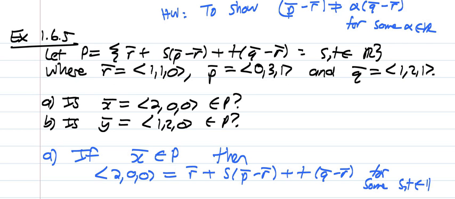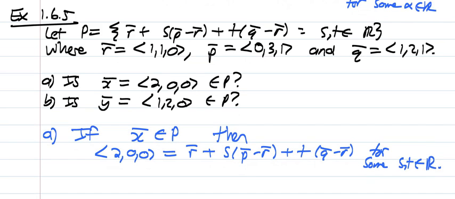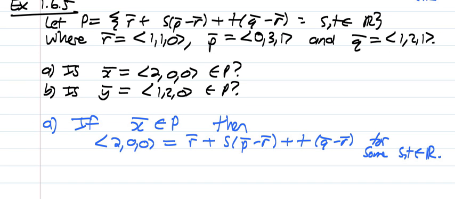Remember, when you start the question, there are two possible outcomes. Either the point is on the plane, or the point is not on the plane. We don't know, and that is the reason why in my solution I use the word if. And now let's do the maths. So (2, 0, 0). We are given what R is. R is the vector (1, 1, 0).